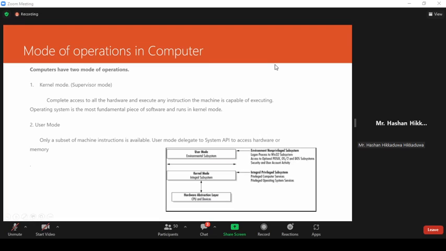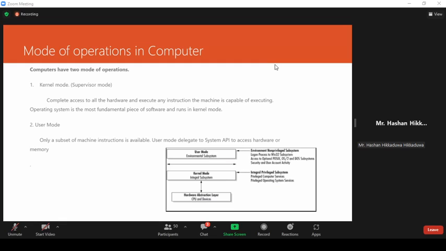If you have experience working with Linux, you know Linux has modes of operation. Sometimes you are in user mode, sometimes you need to go to supervisor mode to do several operations. In user mode, only a subset of machine instructions is available. User mode delegates to the system API to access hardware or memory.